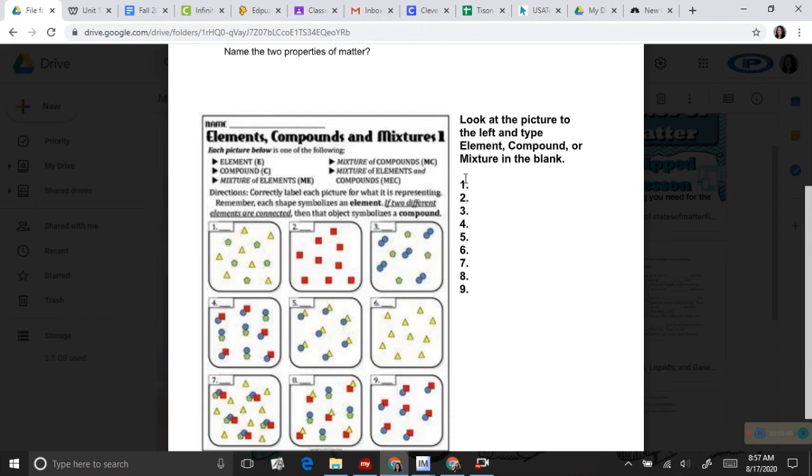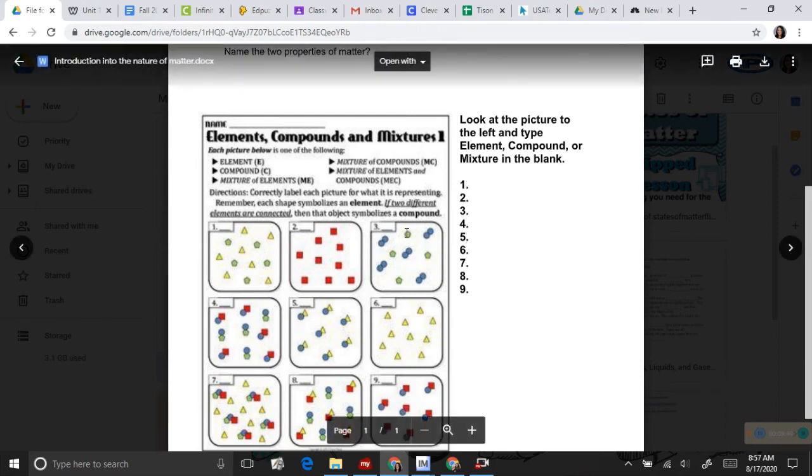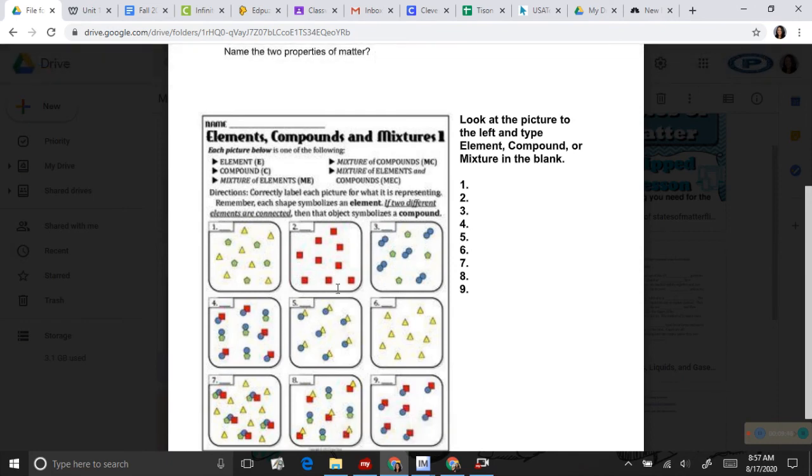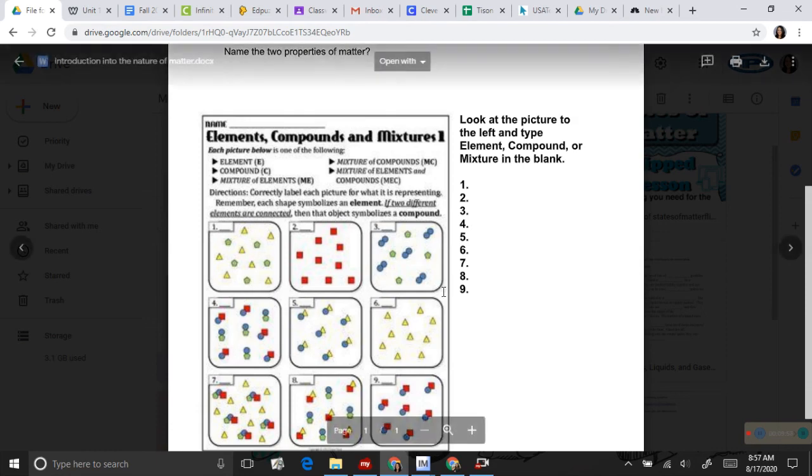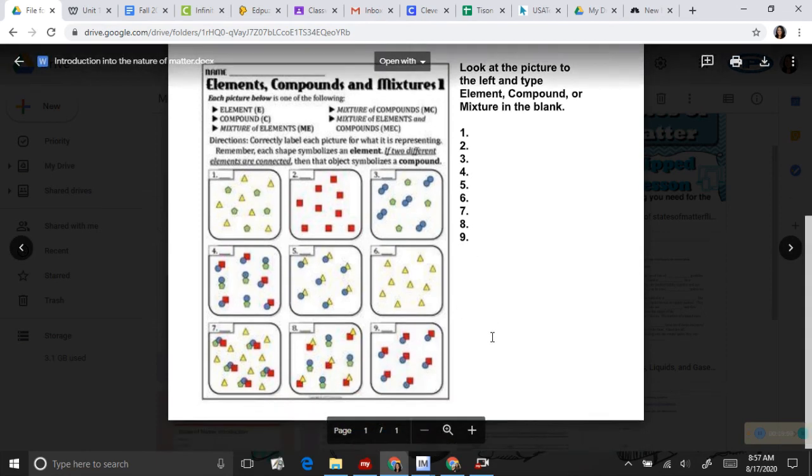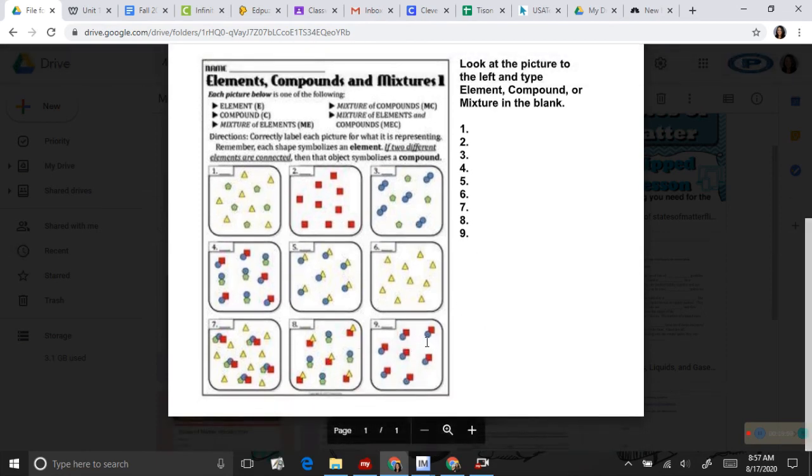So be sure when you're looking at these that you think about what these squares, triangles and shapes and colors represent, and tell me if they're just one element, if it's all one compound, if it's a mixture of elements, if it's a mixture of compounds, such as in number 9, or is it a mixture of elements and compounds?